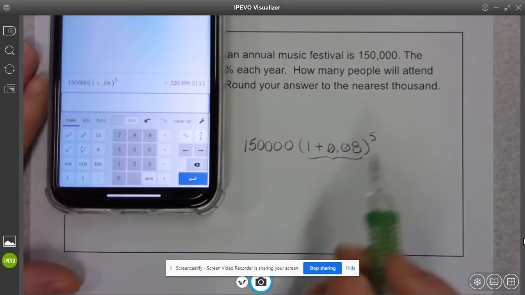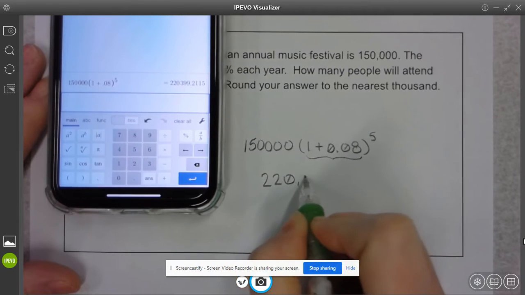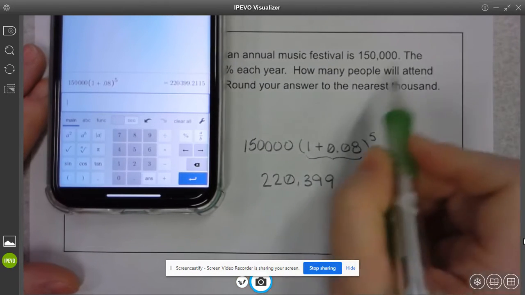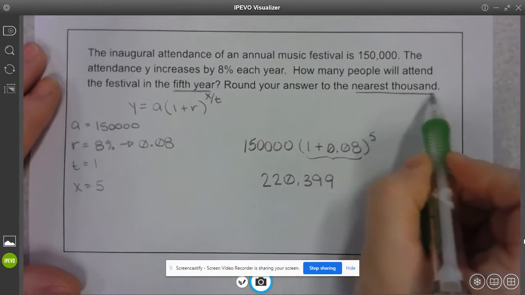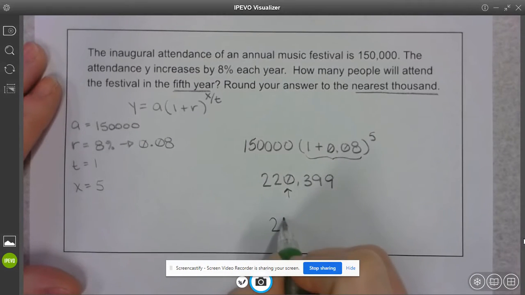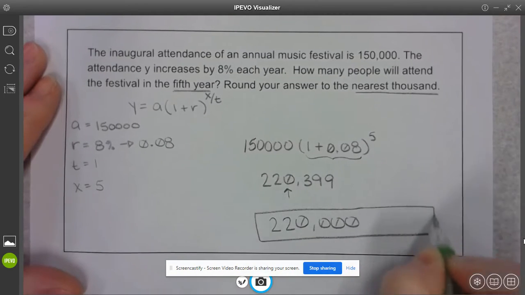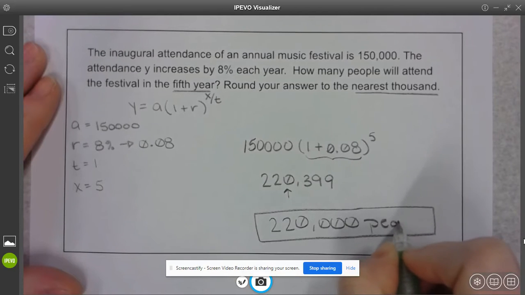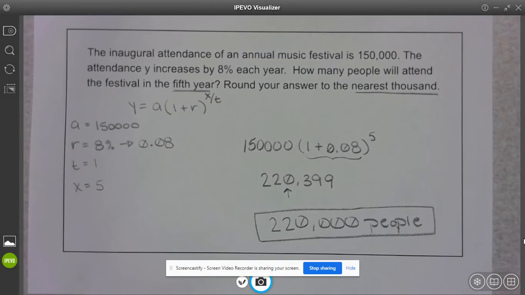Now, since this is people, 220,399. And they said to round our answer to the nearest 1,000. So that would be 220,000. And since this is a word problem, my answer is also going to have units. So that would be 220,000 people.